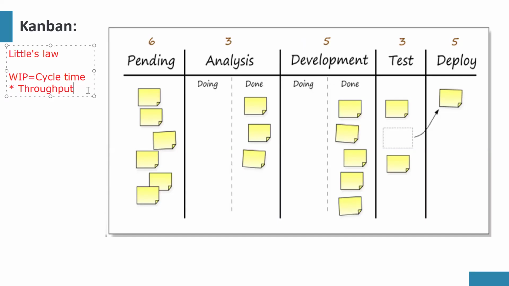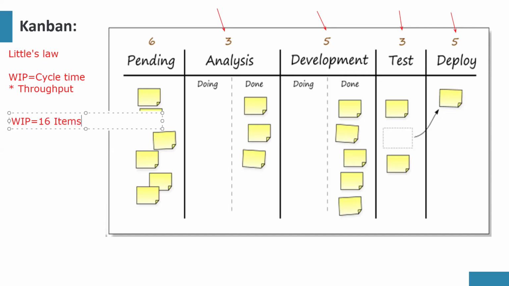So what does this mean? How do we calculate work in progress? Work in progress is the work in your system. And how do we know the work in the system? It's the numbers on top. That means that at a single point in time, your system can handle these items of work. To get your work in progress, just add up. Notice we don't add pending, because you haven't started working on items that are pending. So work in progress here is equal to 3 plus 5 plus 3 plus 5, that's 16 items.